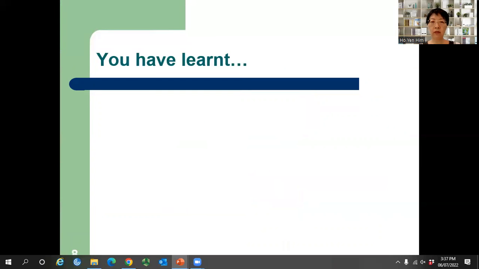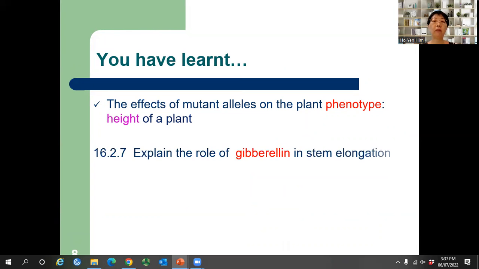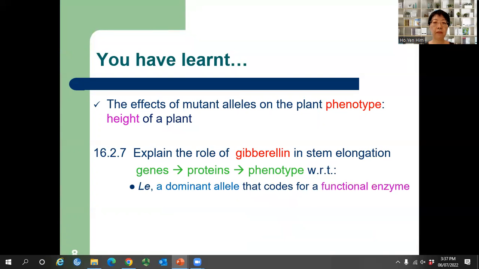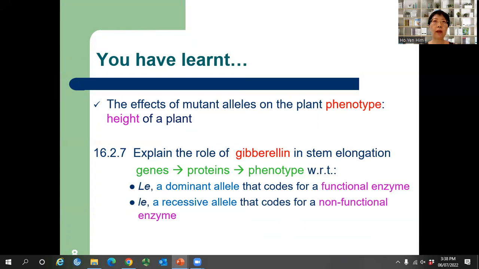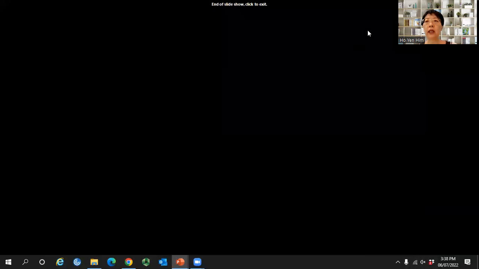So what you have learned is the effects of mutant alleles on the plant phenotype, and the example we use is the height of a plant. The learning outcome says that candidates should be able to explain the role of gibberellin in stem elongation. That means it will stimulate, it will activate cell division and cell elongation of the stem. So what does LE code for and what does small le code for? Okay, that's all for this lesson for this particular topic.